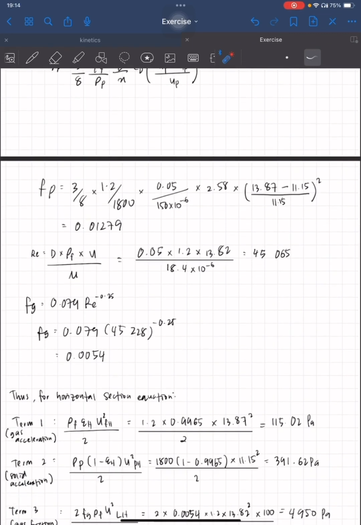As for the friction factor for the gas, we use the Blasius correlation for smooth pipes, which is given in the equation. So we need to find the Reynolds number of the gas. Then just put in the values in the equation and you can get the value of the friction factor for the gas, which is 0.054.